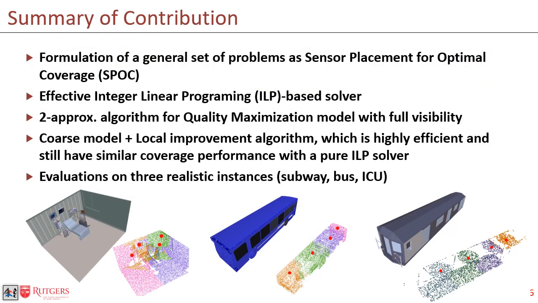Lastly, we present a summary of contributions of this work. Firstly, we formulated a general set of problems as sensor placement for optimal coverage problems, and provided an effective integer linear programming-based solver to solve these problems, as well as two approximate results for quality maximization model with full visibility. We also provided a cost model plus local improvement methodology, which is highly efficient and still has similar coverage performance with a pure ILP solver.